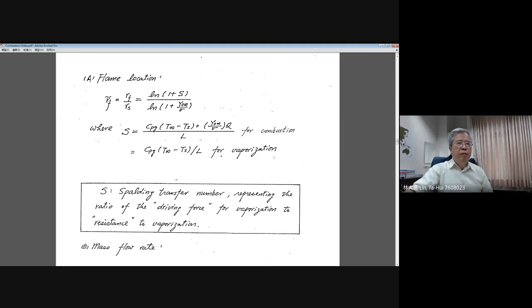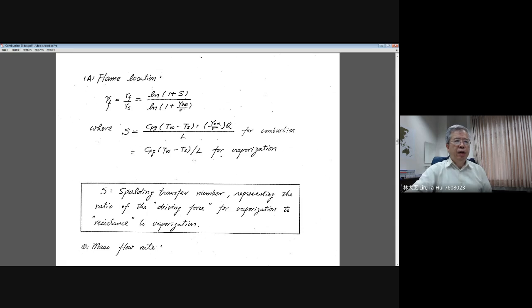For vaporization it is simple, because that can be calculated by the enthalpy difference between the far environment and the liquid surface, right? It's H infinity minus HS. And if you consider the ideal gas, then it can be presented by Cp,g times (T infinity minus TS). TS represents the droplet surface temperature.